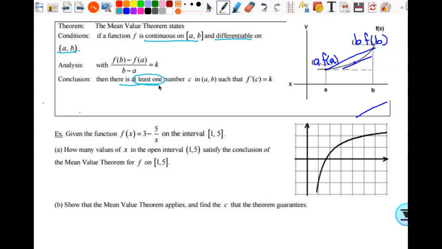So here's what all this means. This means that f prime of c, which is your slope of the tangent, equals f of b minus f of a over b minus a, and that is your slope of the secant.